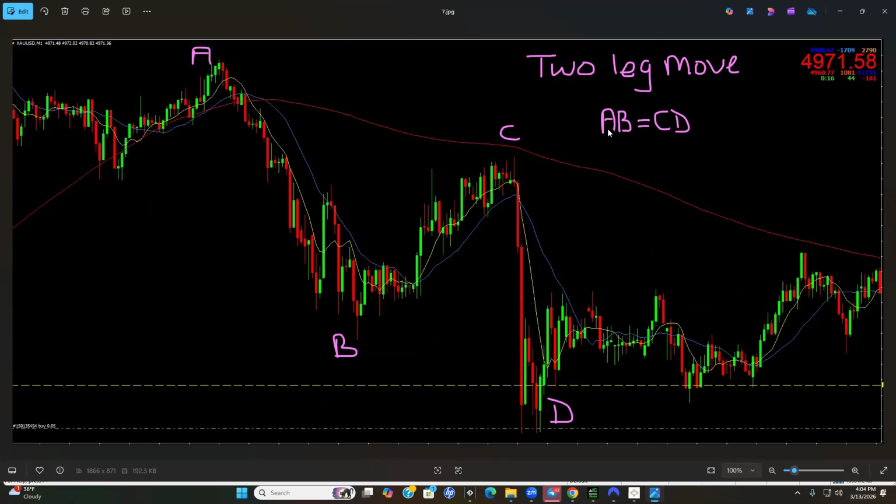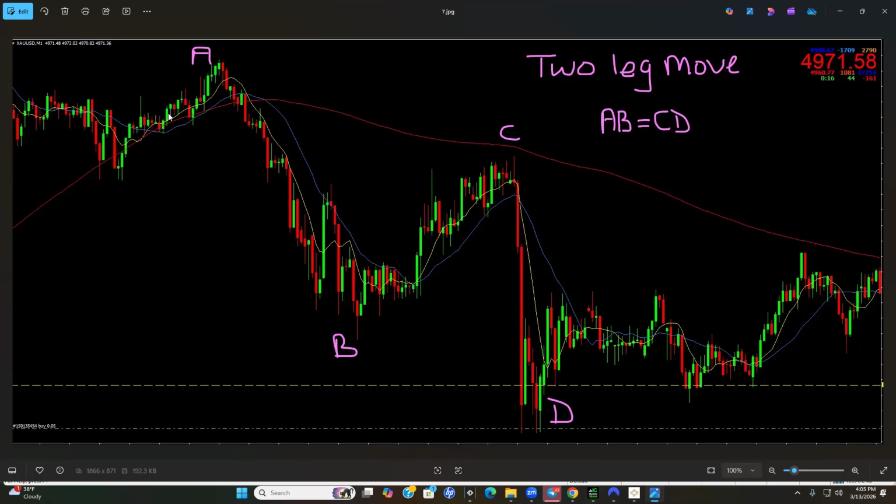We call it the AB equals CD. This is popular in trading. So this leg, A to B, is usually equal to C to D. Sometimes it will give you a lot more. That is what I call the MPP complete. My pay packet complete. That's the complete move. So go check your chart, do back testing.